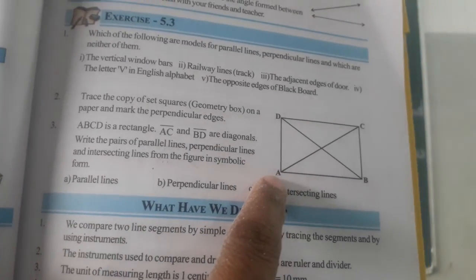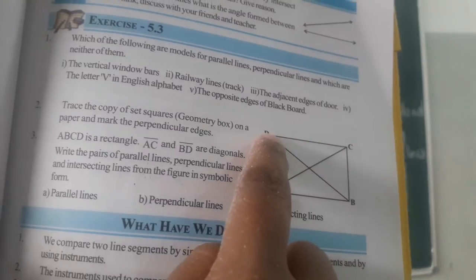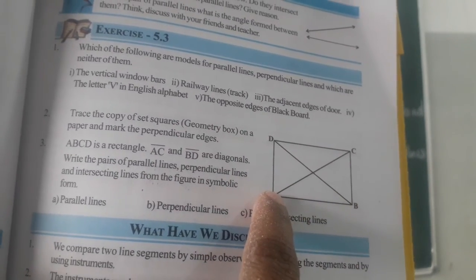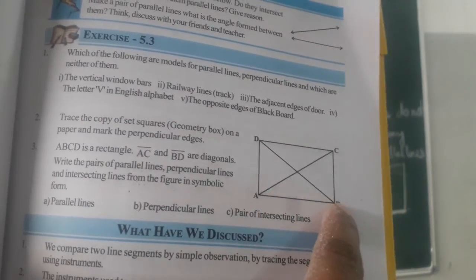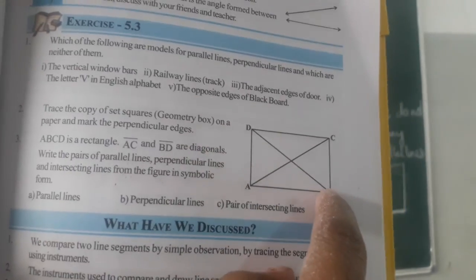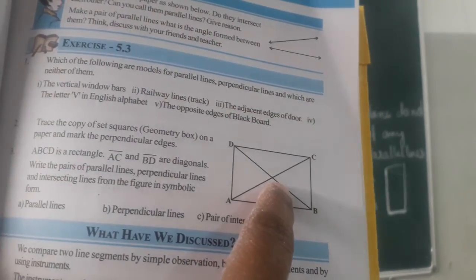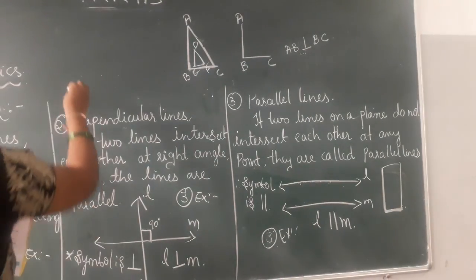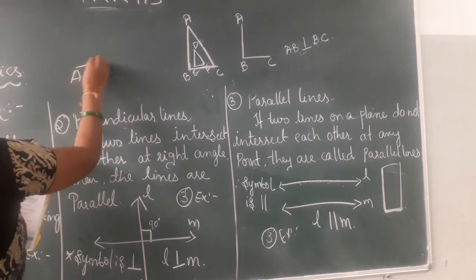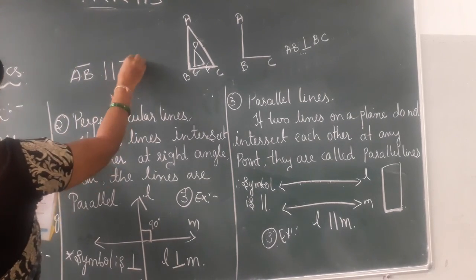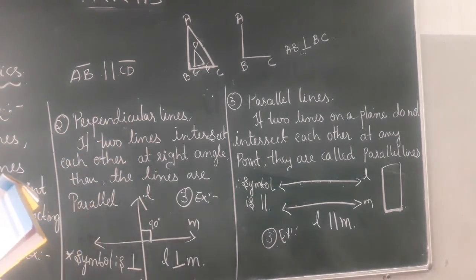So what are the parallel lines in this? CD and AB are parallel lines. So how will you write? AB is parallel to CD. Same way AD is parallel to BC. So you have to use the symbol and write. How will you write? Like this: AB is parallel to CD. Like this, one more pair also you write.